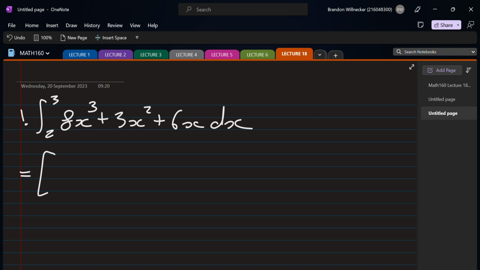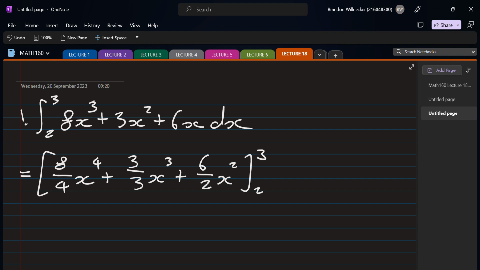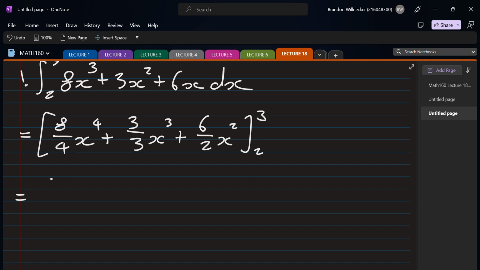Okay, so to find the antiderivative, we add 1 to the exponent and divide. So it's just a normal polynomial. So we're going to have 8 over 4x to the 4 plus 3 over 3x cubed plus 6 over 2x squared from 2 to 3. This simplifies, so 8 over 4, that will be 2, and then we have 3 cubed. 3 over 3, that's 1, so it's just 3 to the 4.